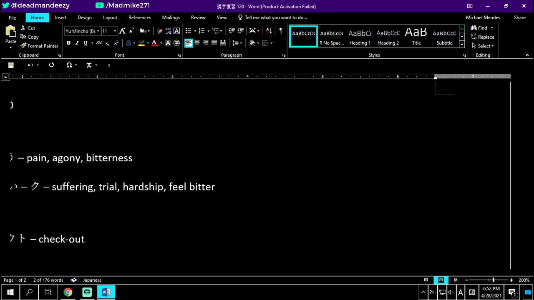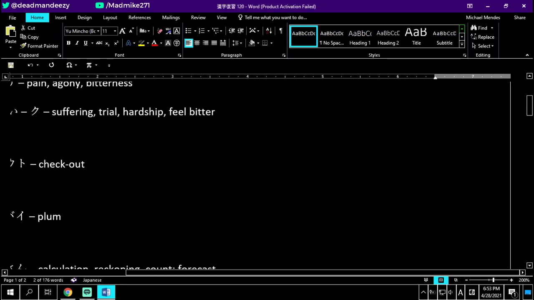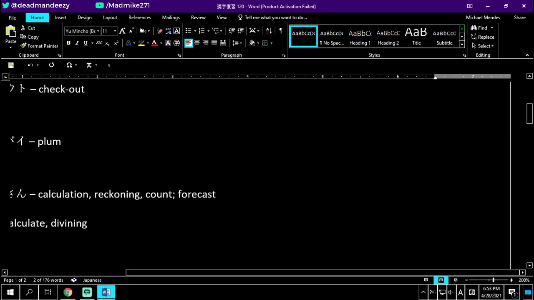This is old for pain or suffering. Kutsu. Checkout is just check out. Plum is ume, or every tree is a plum tree. Ume. Calculation, a reckoning, a count, or a forecast is keisan. Ke for plan, and san for divination or calculation.